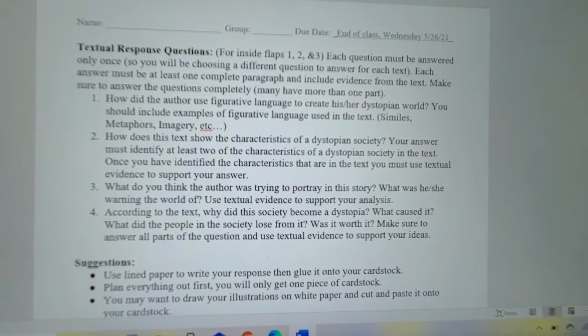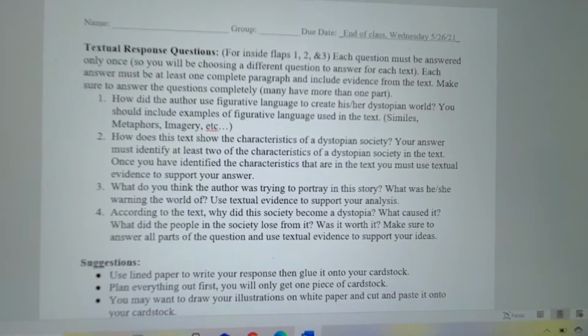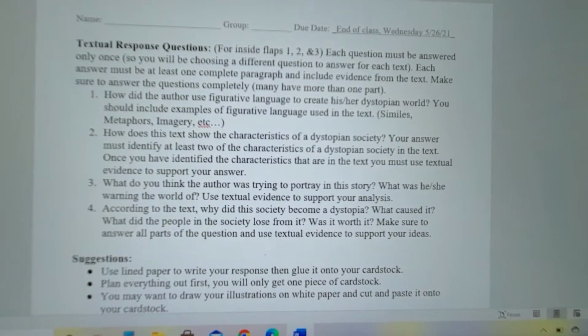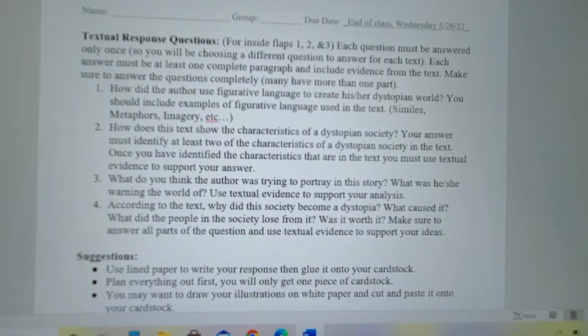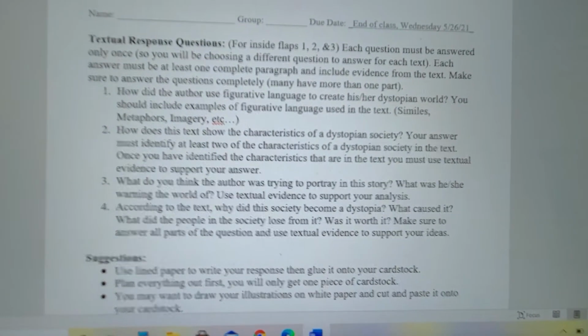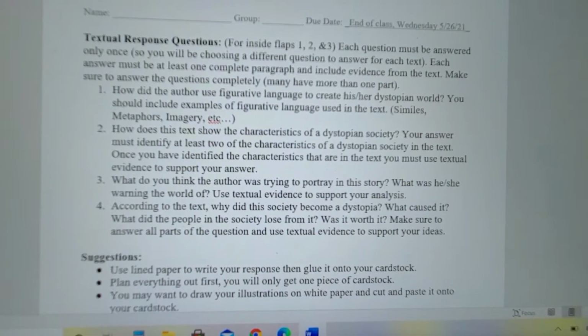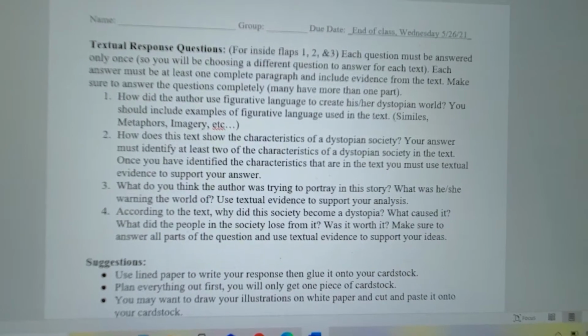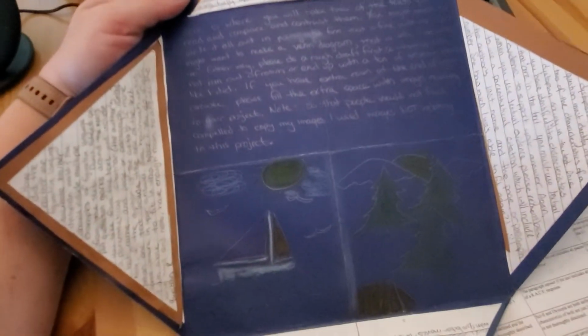Question number 3 is, what do you think the author was trying to portray in the story? So what was he warning us of? What was the lesson that he was trying to get across? And the 4th one is, according to the text, why did this society become a dystopia? Okay, so you're only going to end up answering 3 of those 4 questions, one for each of the 3 flaps 1 through 3.